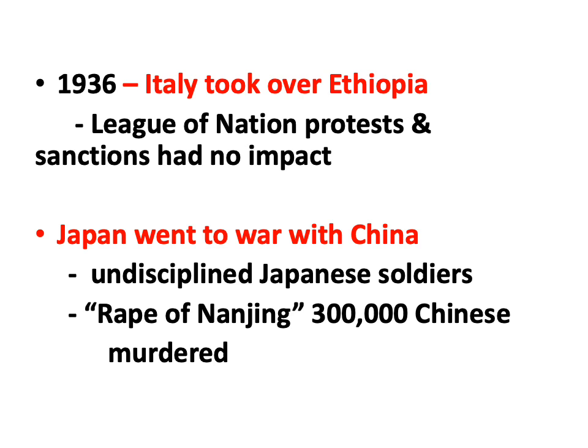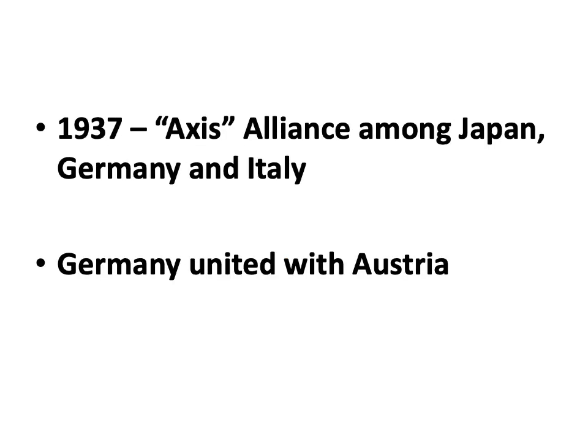Many foreigners observed Japanese soldiers moving in and just raping every female they could find. And there were roughly 300,000 Chinese murdered in that area. We'll talk a little later about some of the theories as to why the Japanese soldiers committed such atrocities. So in 1937, a formal alliance, or Axis, was set up among Japan, Germany, and Italy. And then the same year, Germany united with Austria.